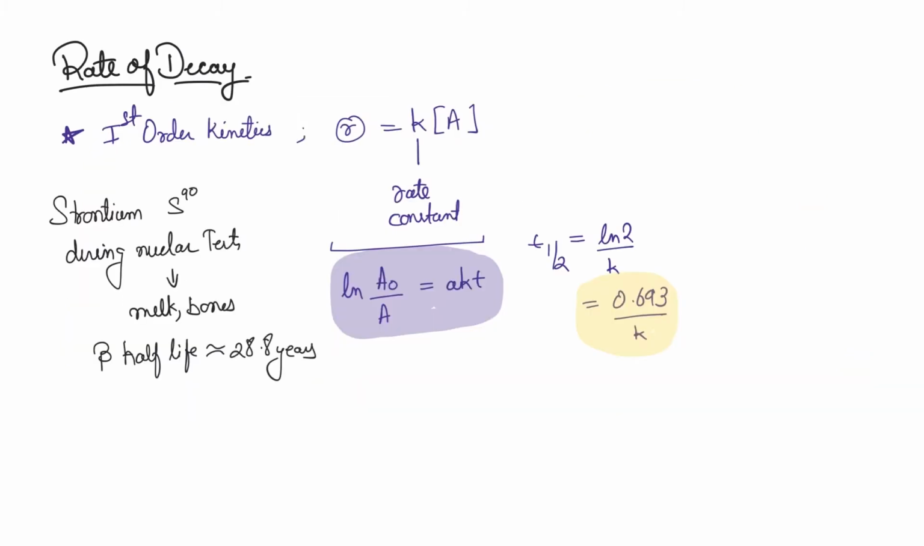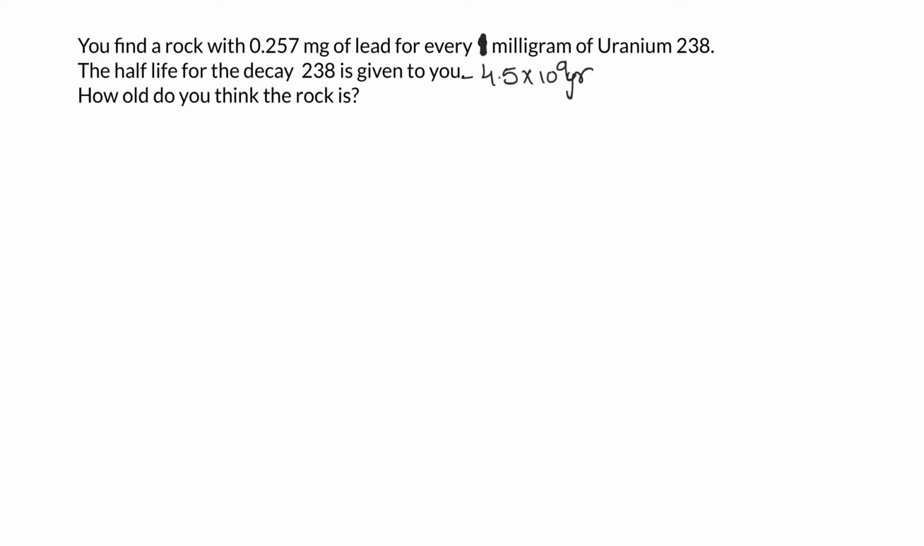Today we are going to talk about nuclear reactions and the various types. But before we do that, I hope you remember the last class where we talked about decay and we gave you a problem to solve, right? You had around 0.257 mg of lead in a sample and 1 mg of uranium-238, and the half-life was given as 4.5 billion years, and you were asked how old the rock is.